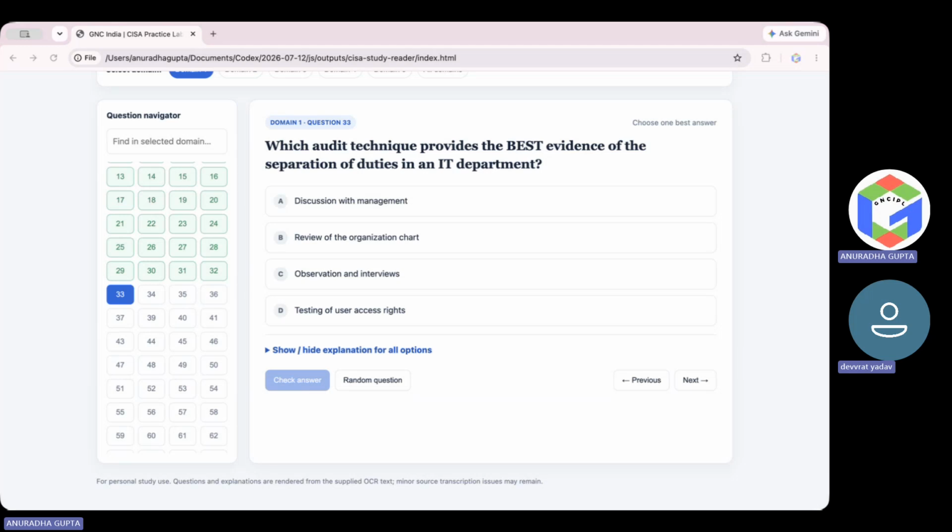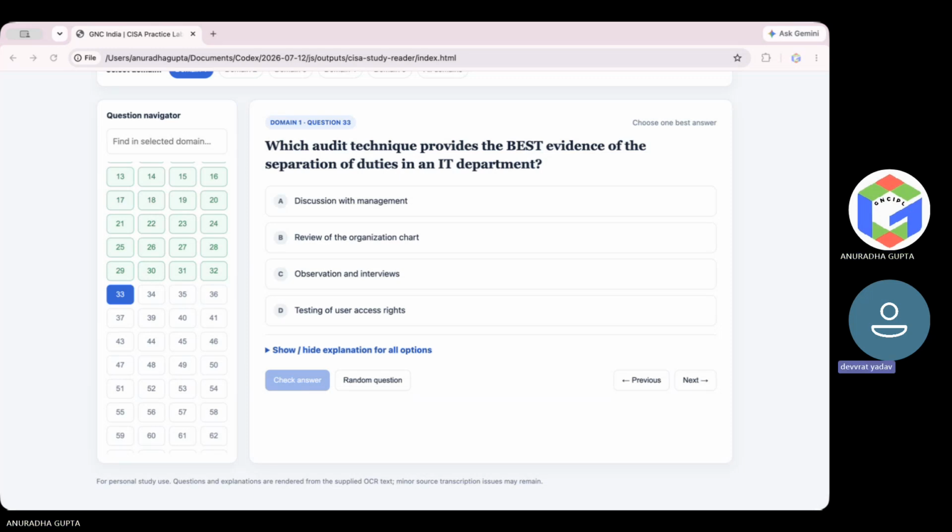Okay, these two options, yes, they both look correct. To be honest, that is the beauty of this exam, right? Yes, both options look correct, and you need to select the best option.